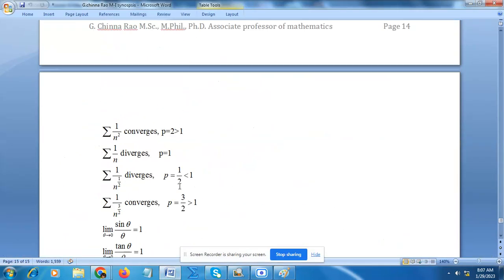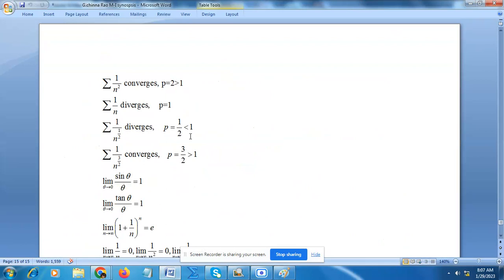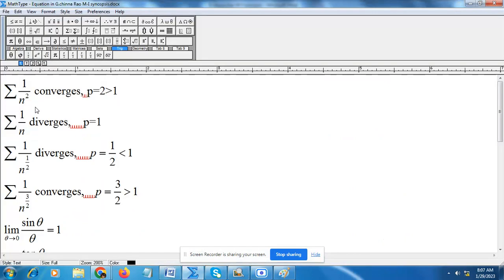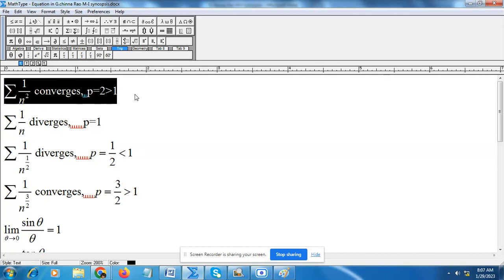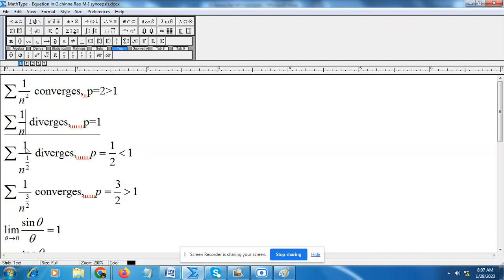Now, by using the P series or auxiliary series, we decide sigma 1 by n square converges, because here it is in the form of 1 by n power p and p is equal to 2, which is greater than 1. So sigma 1 by n square converges. Now 1 by n, that means it diverges, because its p value is 1. If p is 1 or less than 1, then it diverges by the P series.